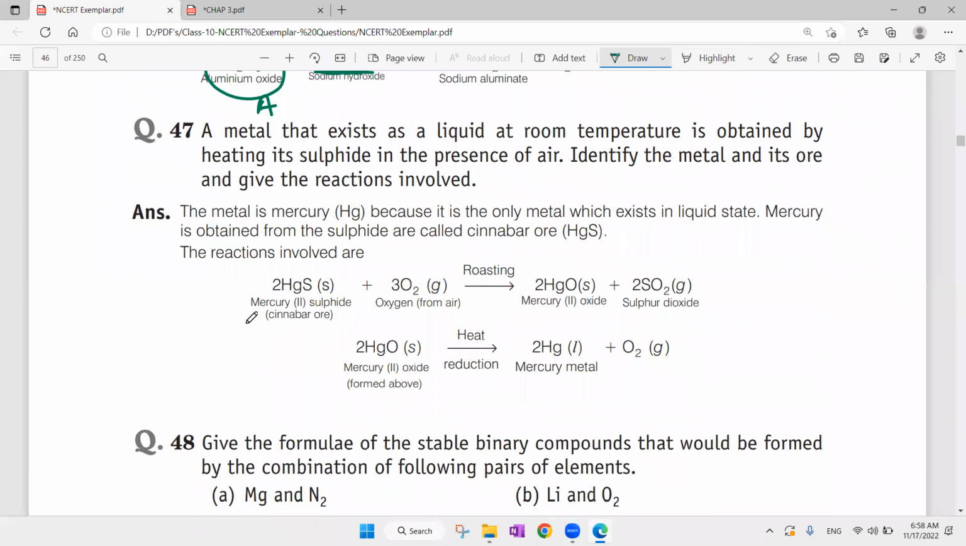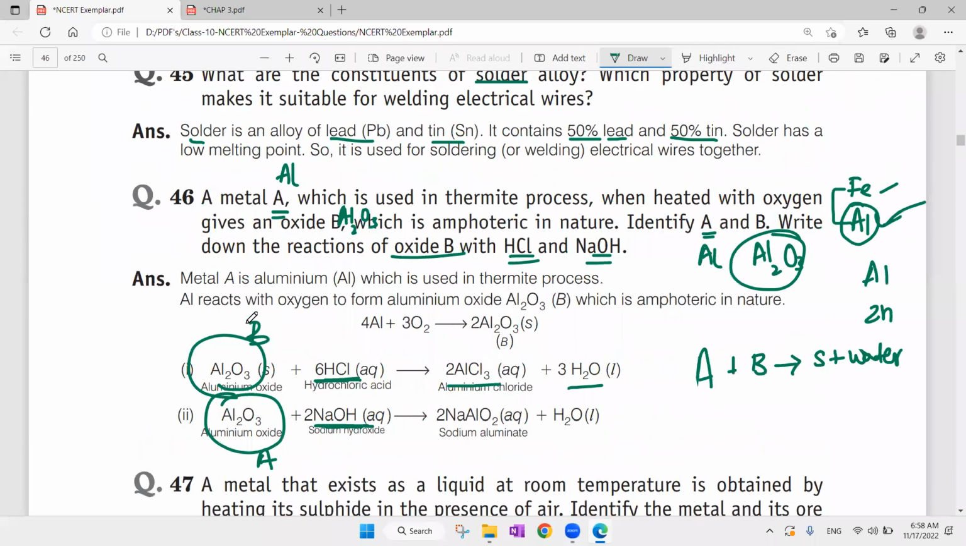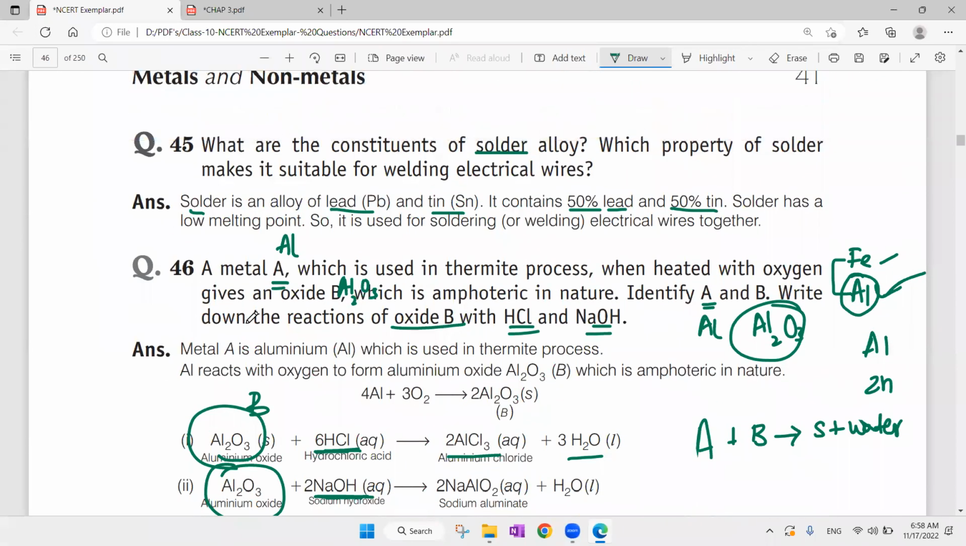Okay, guys, any doubts till 46? Till now? No, sir. Done. If you have any doubts, then and there you can unmute yourself and ask.